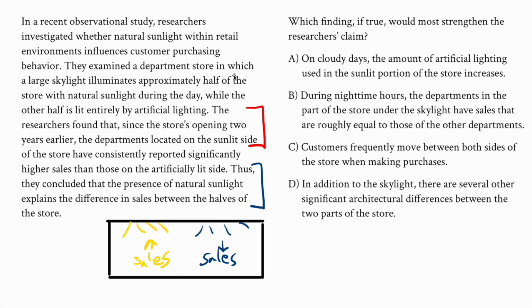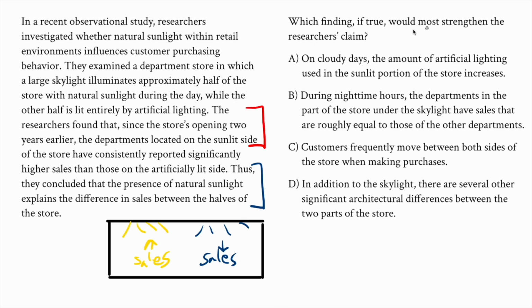Well, think about our theme here of alternative explanations. Can you think of anything else that might possibly explain why one side of the store has higher sales than the other side? I think there are plenty of potential alternative explanations, but the basic thrust of any such alternative would be that there is some other difference in the two halves of the store, some difference besides the presence or absence of sunlight. And so, given that we want to strengthen their argument or their conclusion or their claim, we might look for an answer choice that rules out such an alternative.